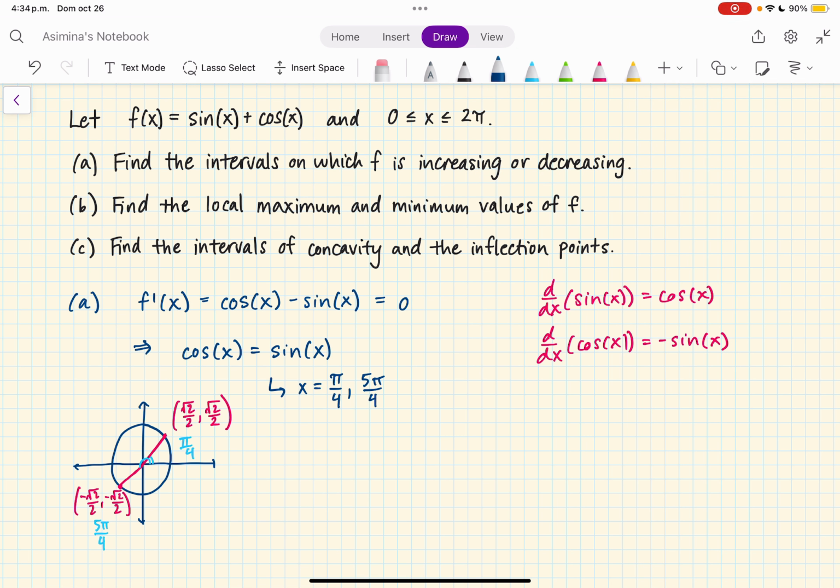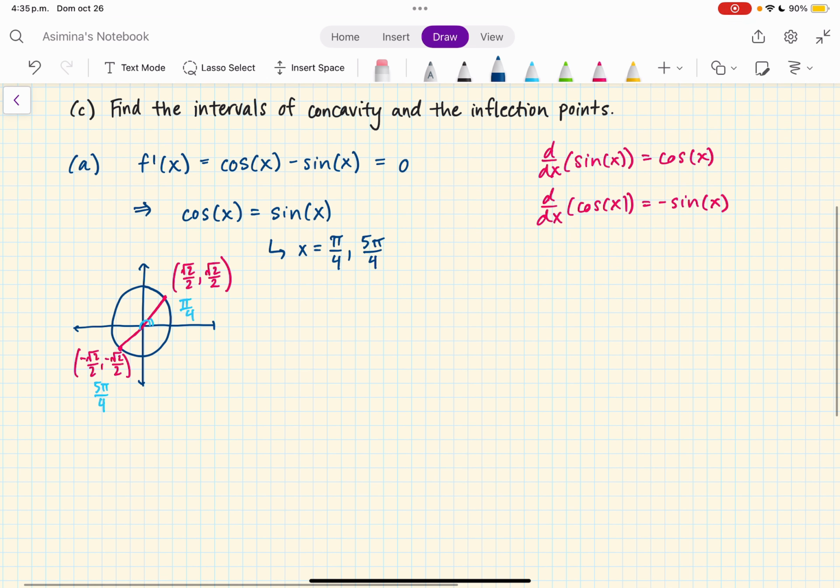And in order to find where f is increasing or decreasing, we need to plug certain values into the derivative and see if the derivative is positive or negative. So what I like to do is draw a number line. And so x has to be between 0 and 2 pi. So I'm just going to put 0 here and 2 pi here. Now the values of x that we just got, the critical numbers, are pi over 4 and 5 pi over 4. So I plot the critical numbers on this number line.